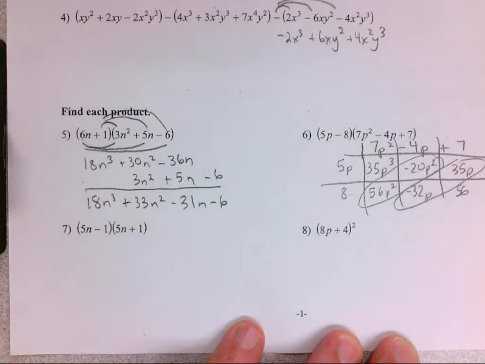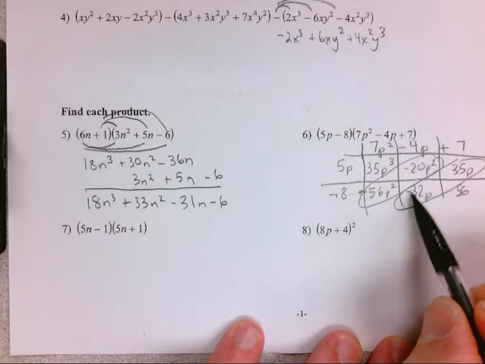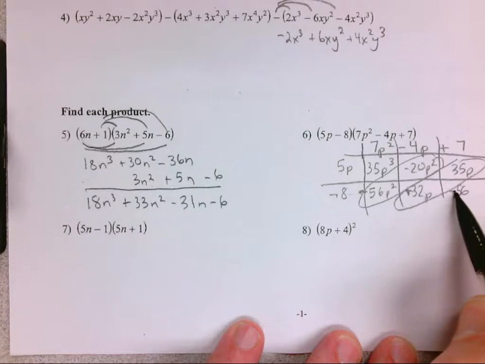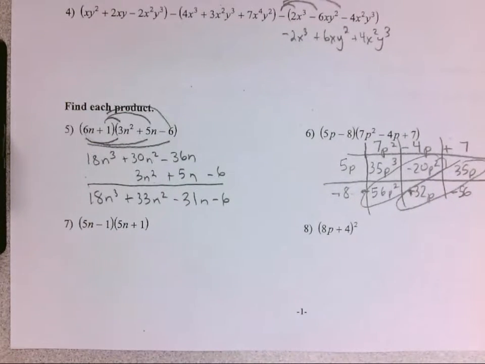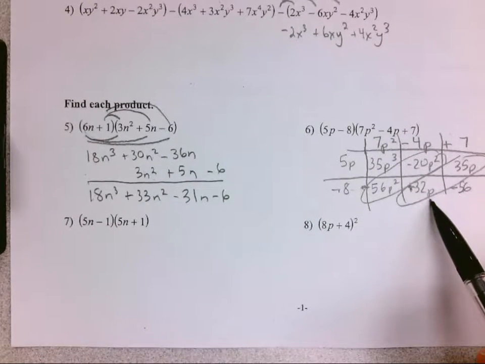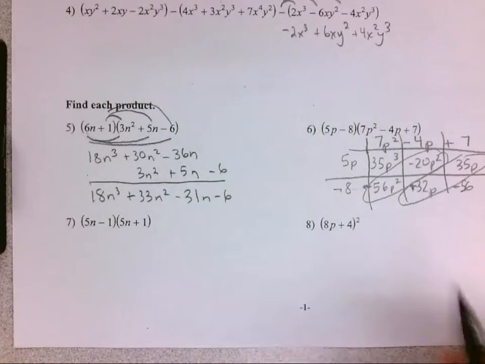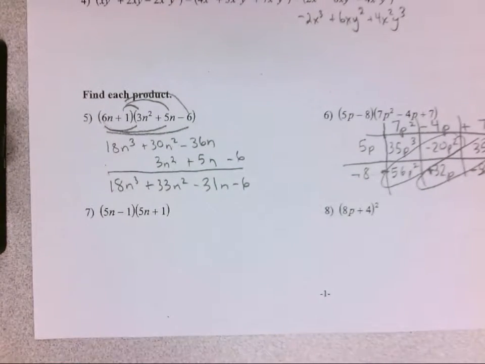And I think I multiplied one wrong. That should have been a negative 8. So this was negative, this was positive, this was negative. Always write the problem down right. So you get 35p cubed minus 76p squared plus 67p minus 56. It always works better if you write the number down.